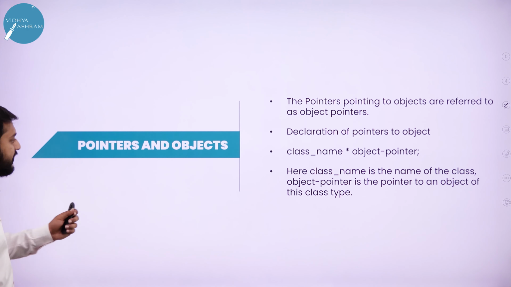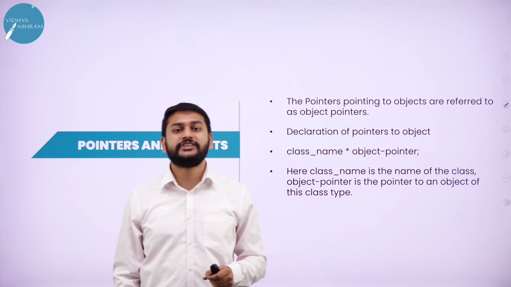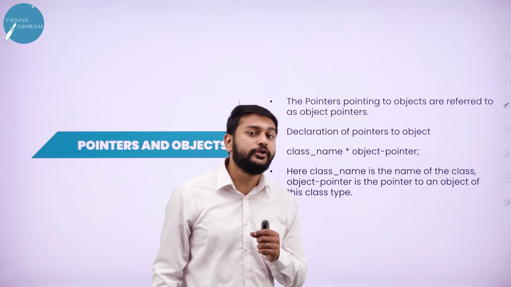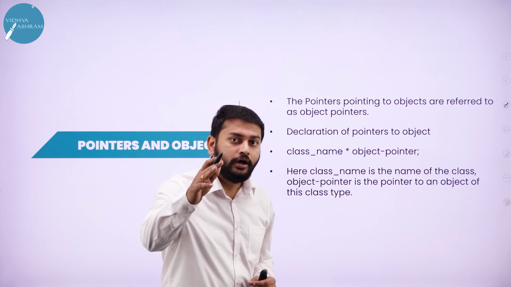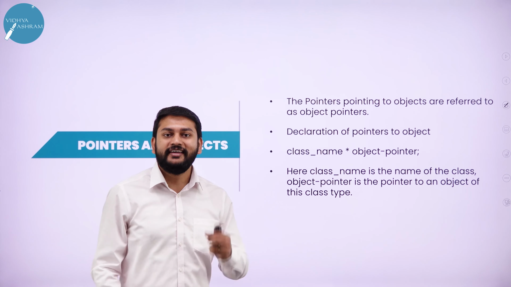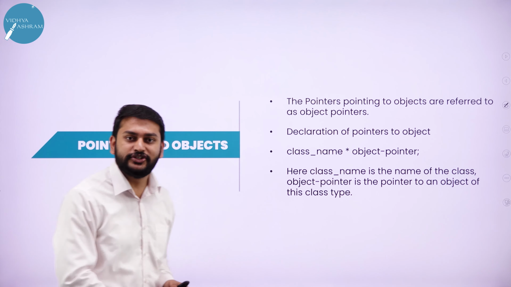Okay, the next topic: pointer as an object. This is very simple. Remember, we discussed in the first chapter when I started the online classes: classes and objects. How do you create an object? If you are asking what an object is, please go back and check my first session on objects. What is the syntax to create the object?